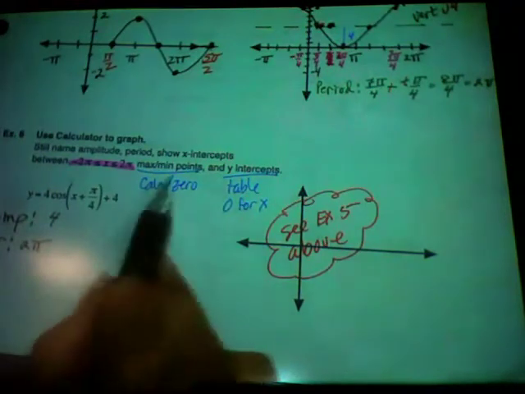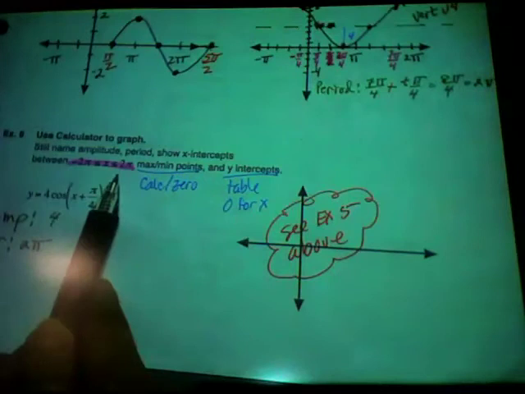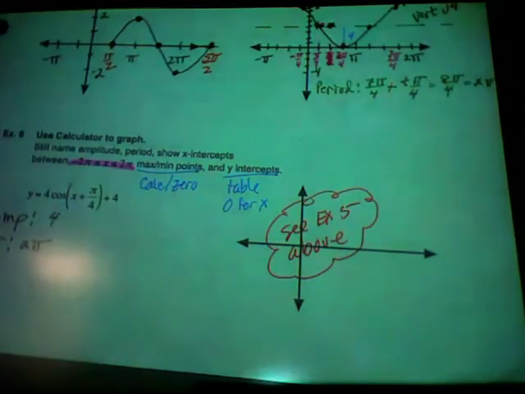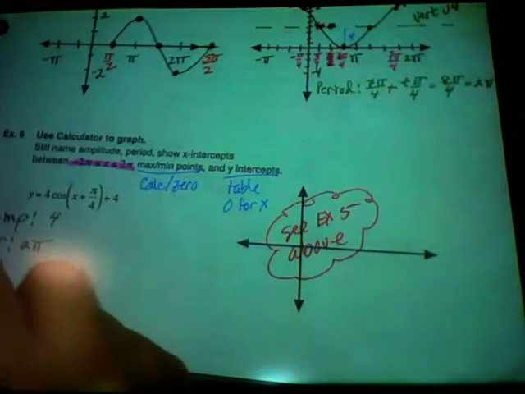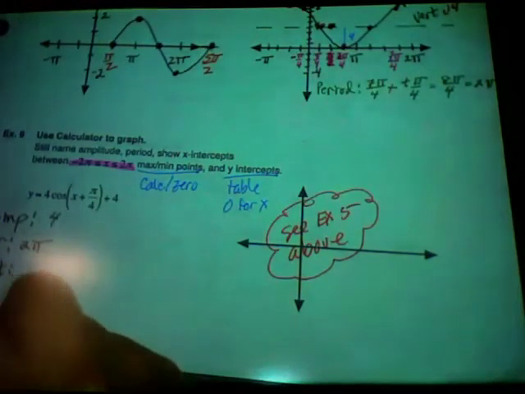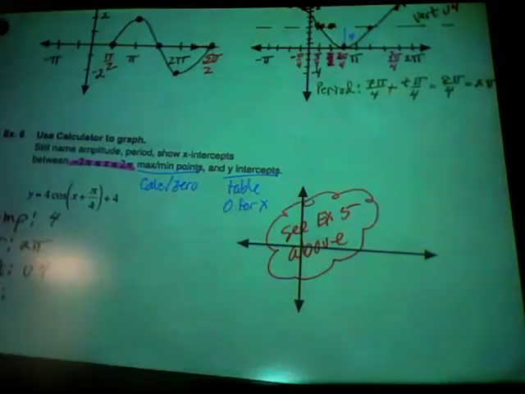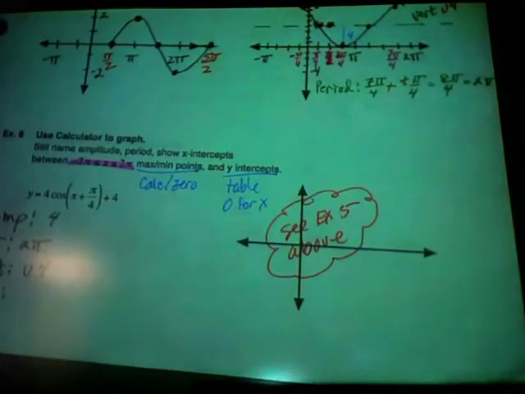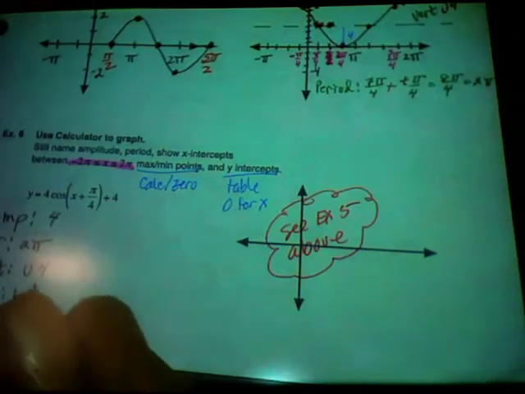And then they want x-intercepts, only between negative 2 pi and 2 pi. So before we do that, let's put in our vertical and our horizontal shifts. So our vertical shift was up 4, right? What's our horizontal shift? Because plus pi over 4 is inside parentheses, it's left pi over 4.